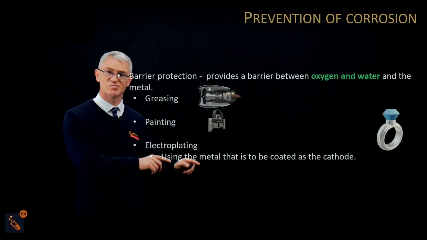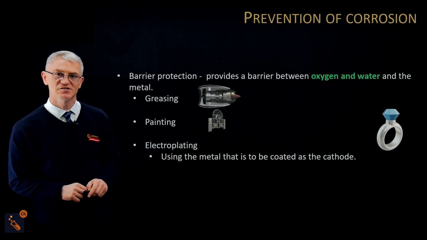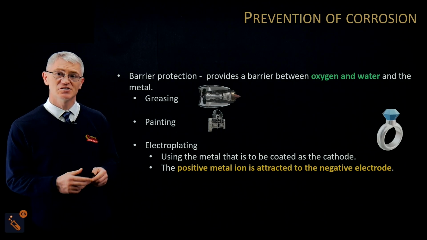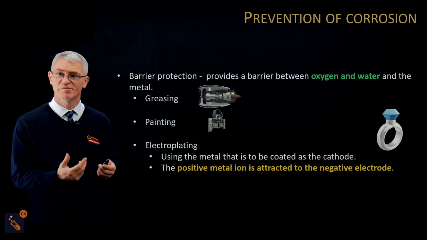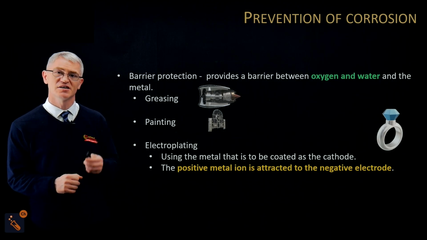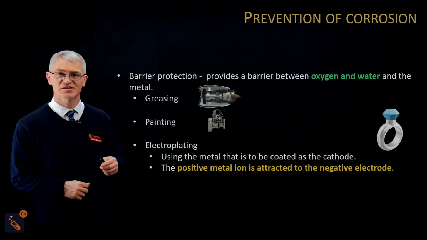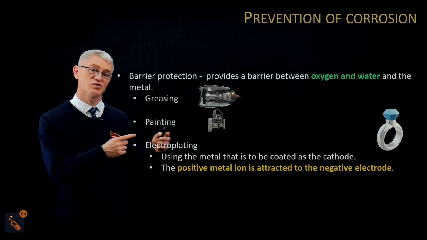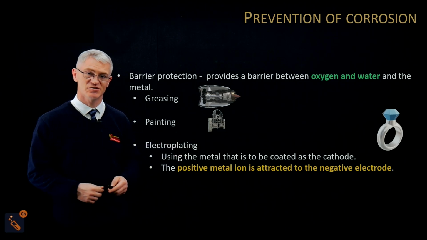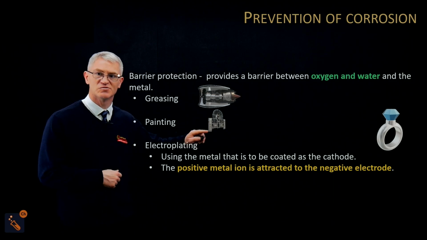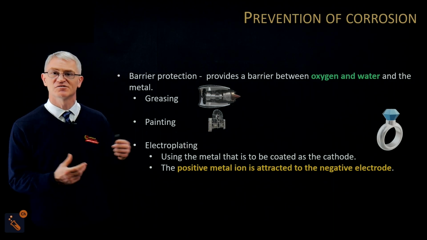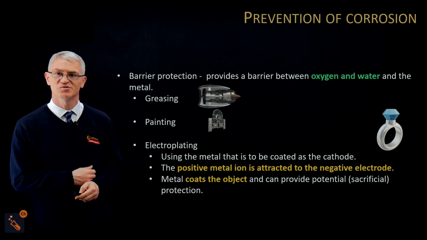So, using the metal that's to be coated as the cathode. So the cathode is negative, so the positive metal ion is attracted to the negative electrode. Remember, all metals are positive ions. It's then attracted to the negative electrode, and you make the thing you want to be coated the negative electrode. So in this case, we would make the ring the negative electrode, so the metal ions would flow towards it and then gain electrons and then coat the metal object.